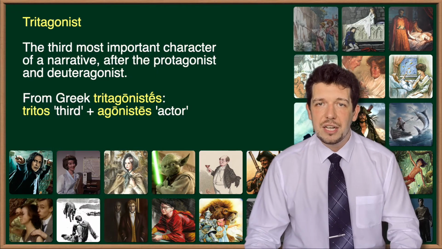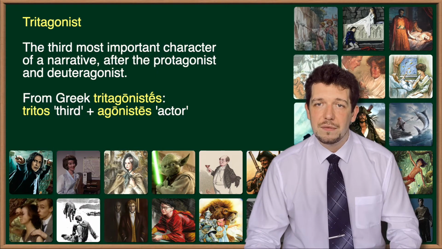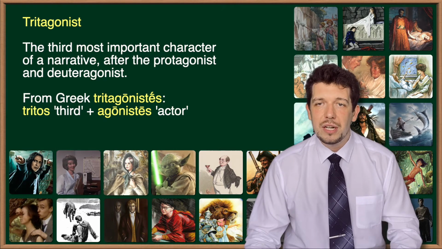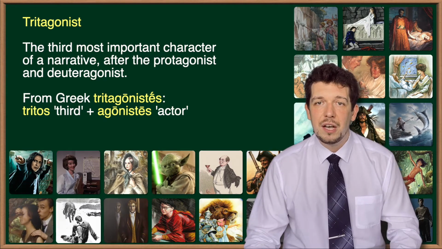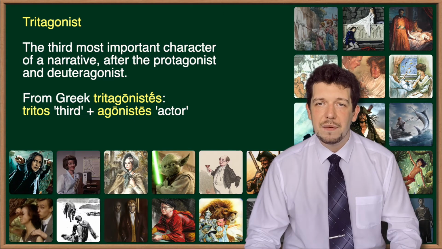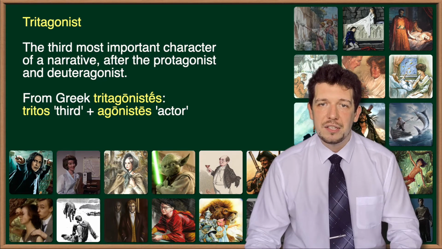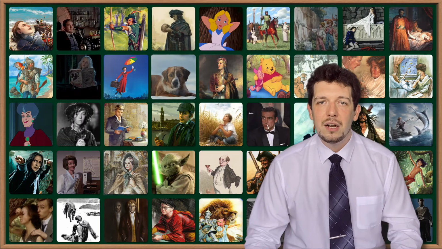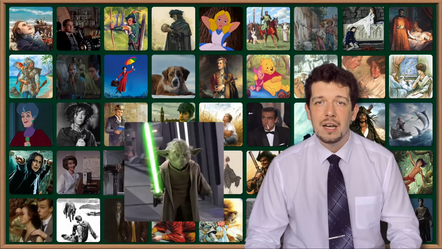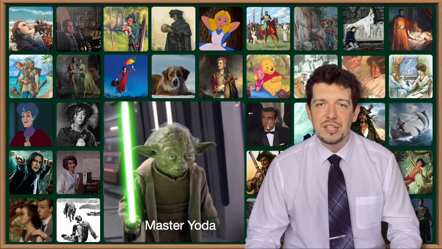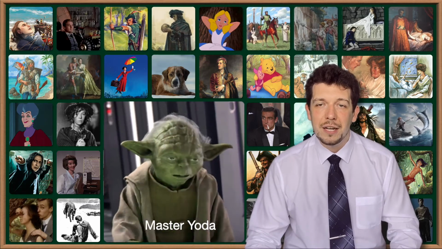A Tritagonist is the third important character in a narrative. Tritagonists appear only in a few episodes of a story, usually serving one specific purpose, but their role is far less significant to the plot than that of protagonists or Deuteragonists. Luna Lovegood is important in quite a few episodes of the Harry Potter series, but not nearly as important as Harry, Ron or Hermione.